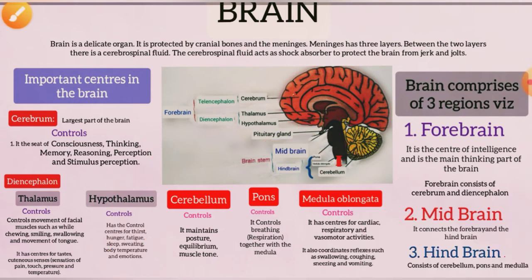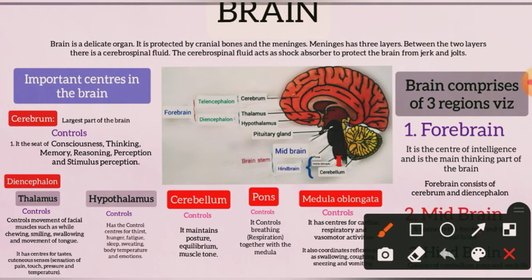And the next control center is the cerebellum. Find in the diagram, where is the cerebellum? This is the cerebellum. What does the cerebellum do? It maintains equilibrium, posture, and muscle tone. Equilibrium is like when you walk straight. And when someone has drunk alcohol, they cannot walk straight.